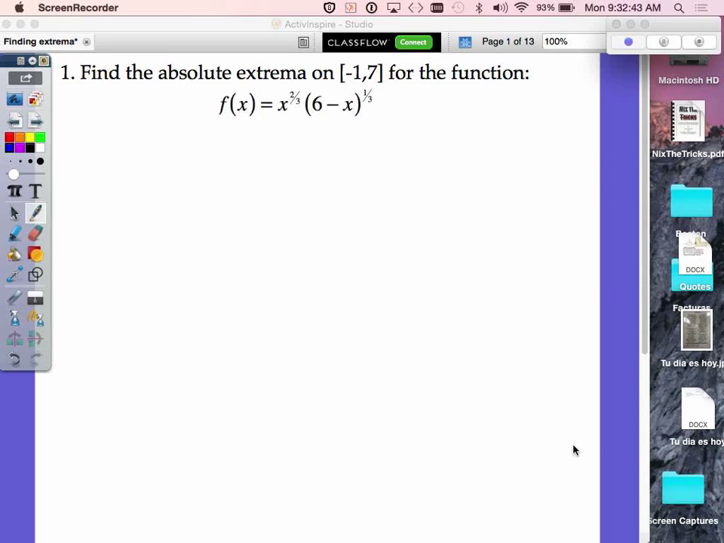So we're going to be looking to find the absolute extrema of a function on a closed interval. This question specifically asks us to find the absolute extrema of the function f at x equals x to the 2/3 times quantity 6 minus x to the 1/3 on the closed interval minus 1 to 7 inclusive.